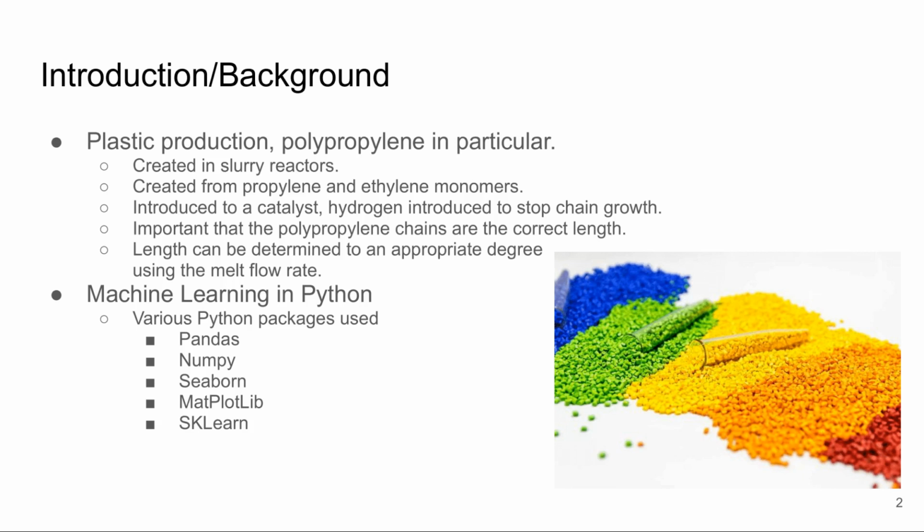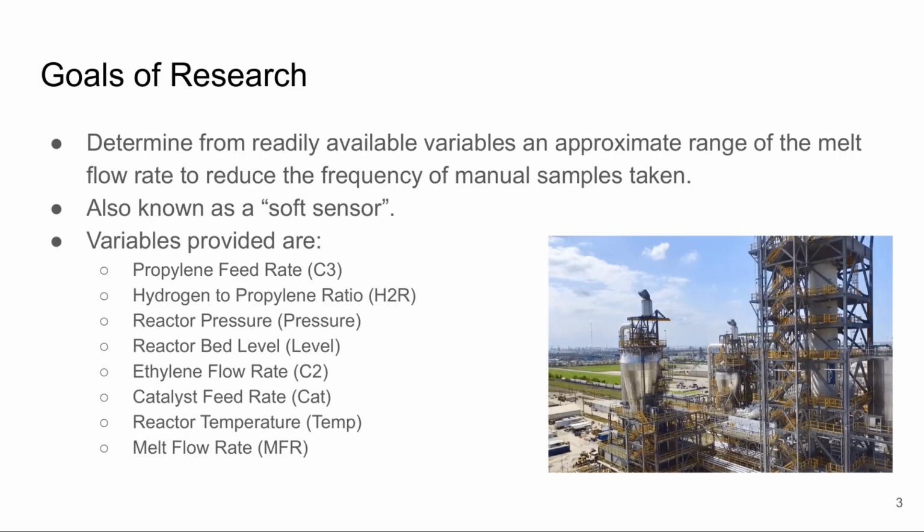And so we did this using machine learning in Python with some various Python packages, including pandas, numpy, seaborn, matplotlib, and sklearn. The goals of this are to essentially determine from readily available variables, such as the propylene feed rate, hydrogen propylene ratio, reactor pressure, etc., and be able to determine from these an approximate MFR to decrease the frequency of manual samples taken. This is also known as a soft sensor.